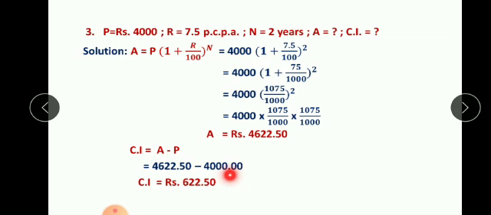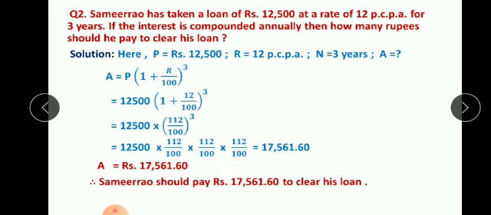So again 4,000.00 and do the subtraction. What is the answer? Compound interest is equal to rupees 622.50. In this way, first question, sub questions 1, 2, 3 are over. Now we will start a word problem of the same exercise, question number 2. So Samir Rao has taken a loan of rupees 12,500 at a rate of 12% per annum for 3 years. If the interest is compounded annually, then how many rupees should he pay to clear his loan.